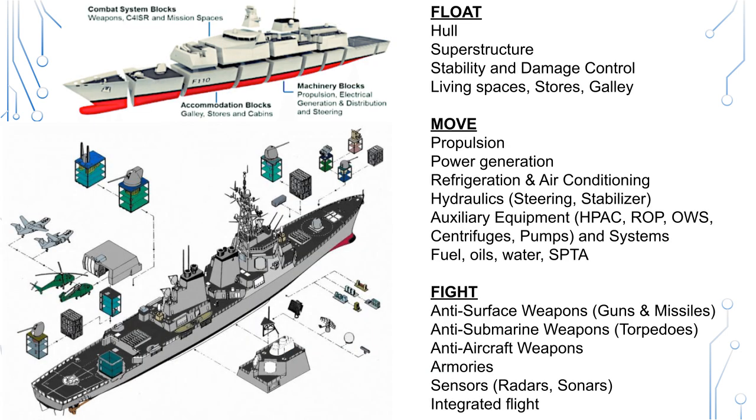So the Navy is all about ships. Each warship is a complex amalgamation of multiple technologies and systems working together. The aircraft we discussed earlier has the gas turbine and its own controls and the weapons and sensors. A ship is a larger platform and has a plethora of things. On the float section you have the hull and the superstructure, which is the raised part of it. It has the stability and damage control aspects, living spaces, stores, galleys, accommodations, all part of this float component.